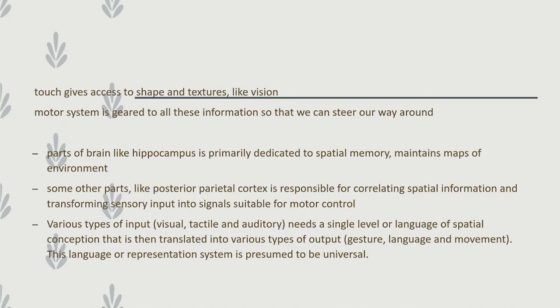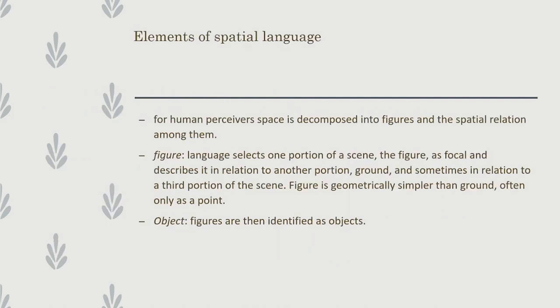So, on the one hand you have the senses, vision, auditory and haptic, and on the other hand you have the motor system geared up to work in tandem with the information generated through the senses. Similarly, parts of the brain like the hippocampus are dedicated to spatial memory. The hippocampus is the domain in the brain that maintains a map of the environment. That is why if we have been to one place and already created a map in our head, next time we do not have to learn it anew. There is already a mechanism in place. Similarly, there are many other brain regions responsible for processing this information. So, basically humans are born with various tools, so to say, to understand, deal with and maneuver spatial information and negotiate the same for our life.